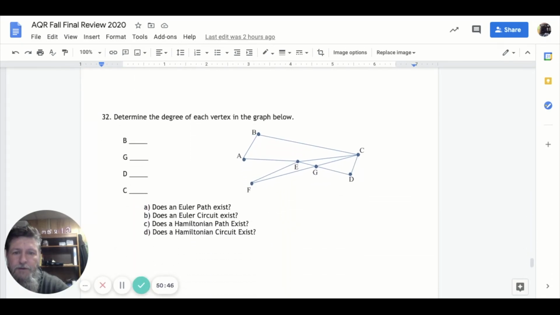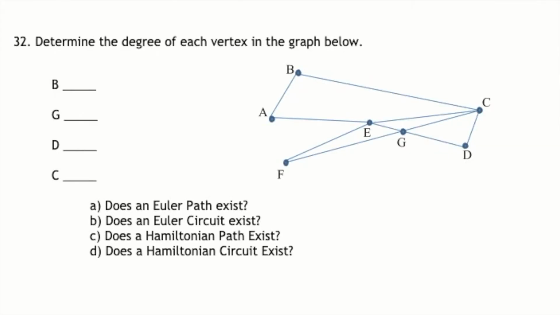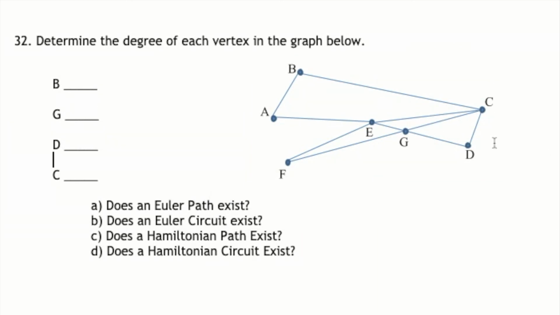32. Determine the degree of each vertex in the graph below. That's easy. Count the number of edges that go into each. B has 2 edges, okay? G, over here, has 4 edges: 1, 2, 3, 4. D has only 2 edges: 1, 2. C has 4 edges: 1, 2, 3, 4, that all intersect at C.